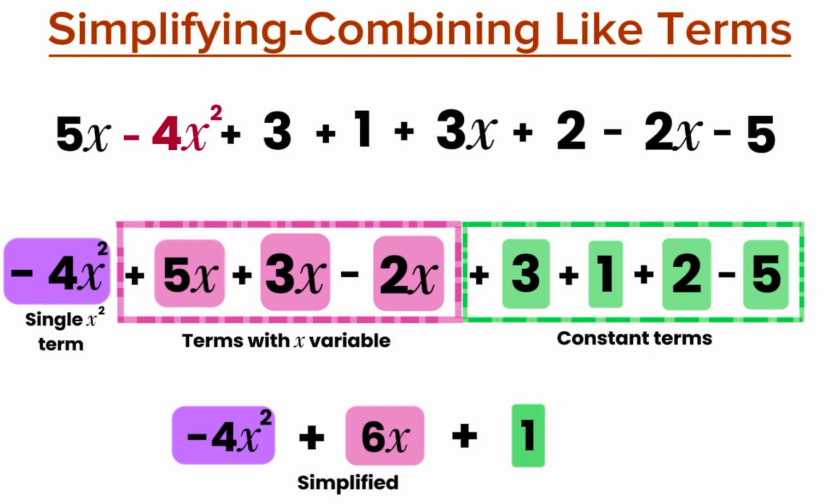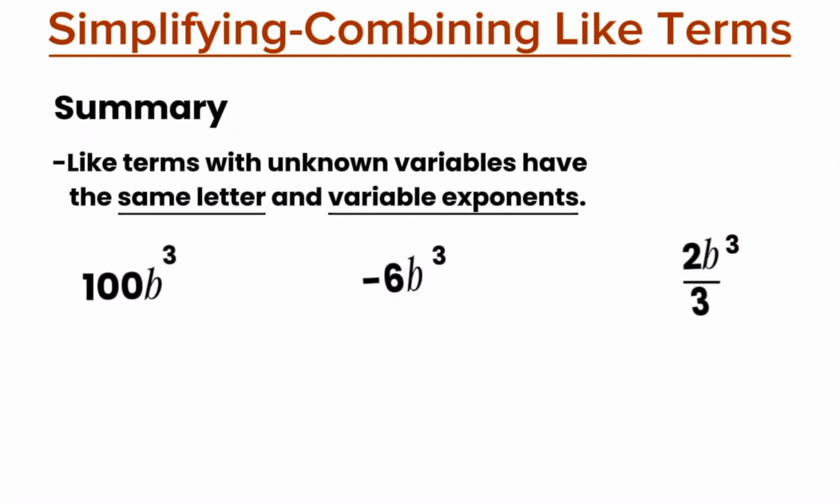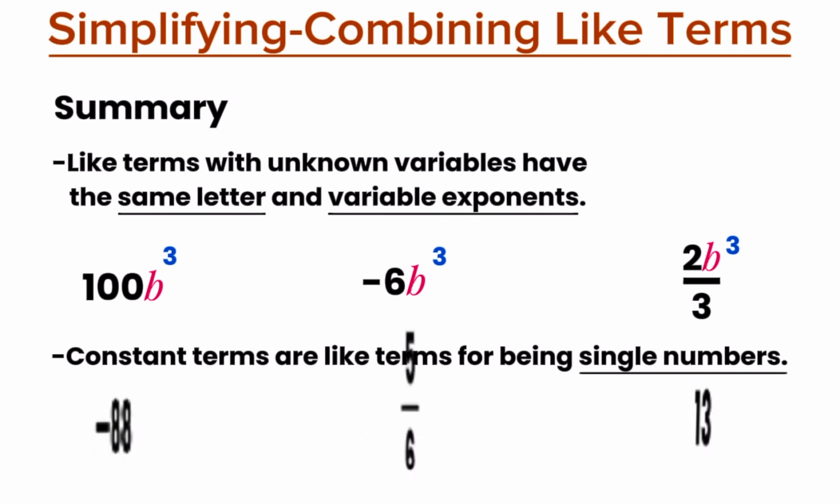And there you have it. This is how you combine like terms to simplify algebraic expressions. In conclusion, like terms with unknown variables have the same letter and the same exponent. Constant terms are simply added or subtracted together because they are just single numbers.